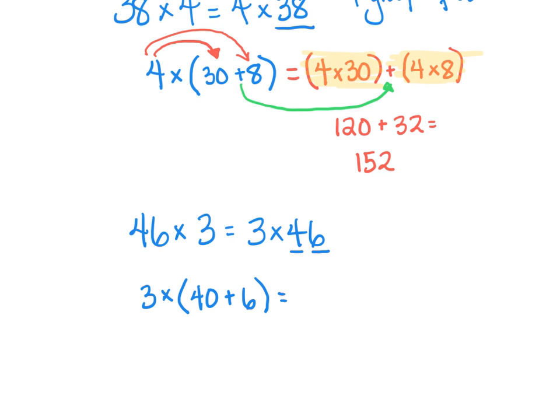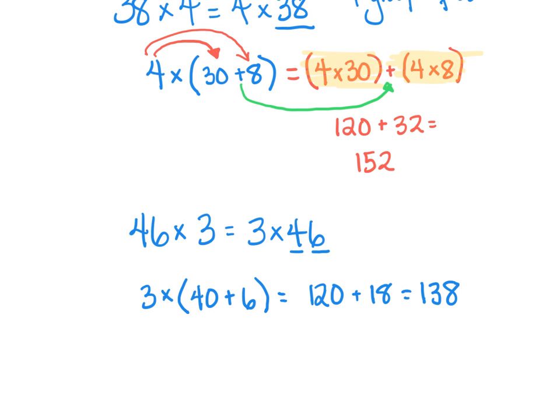So in my head, I can say 3 times 40 is 120. And I'm just going to write it down, and you're going to see my thinking. Is 120 plus 3 times 6 is 18. And then I can quickly add this, because I can break my 18 into 10 plus 8. So 120 plus 10 plus 8 is 138. Boom. You have just multiplied a 2-digit by a 1-digit number in your head.